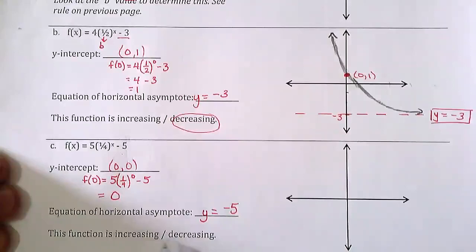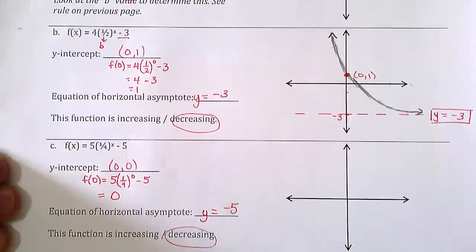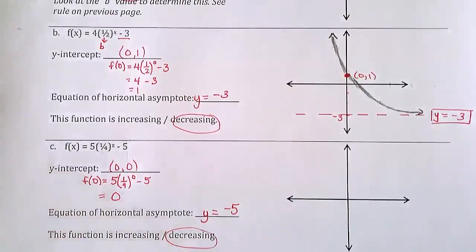And is the function increasing or decreasing? We look at the b value. Again, the b value tells us that it's a fraction, and because it's a fraction, we know that it's decreasing. Once you have this information, start plotting everything.